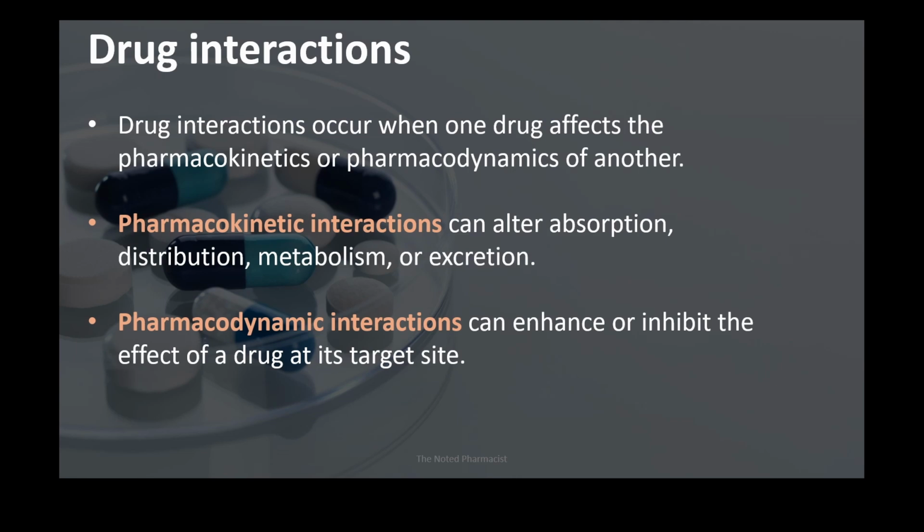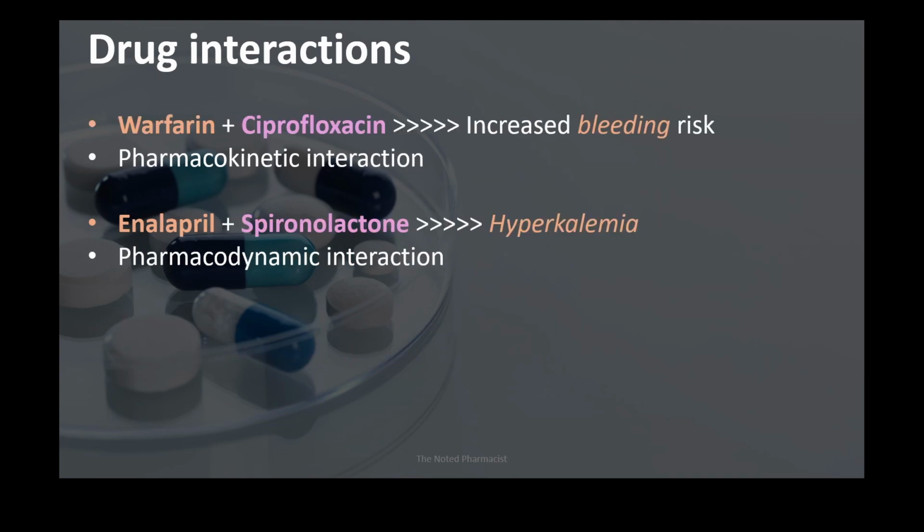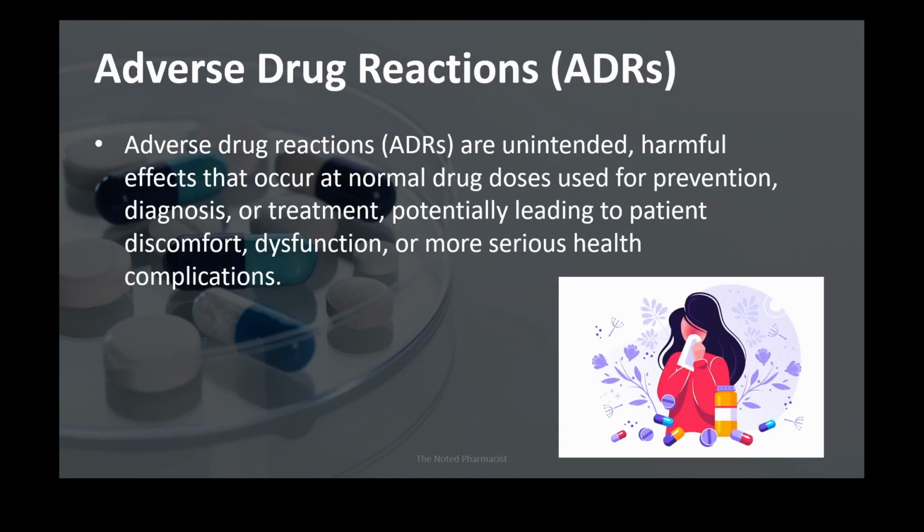For example, combining warfarin with ciprofloxacin can increase bleeding risk, as ciprofloxacin inhibits warfarin's metabolism. Additionally, taking ACE inhibitors like enalapril with potassium-sparing diuretics such as spironolactone may lead to hyperkalemia, a serious condition if untreated. We want to look at the concept of adverse drug reactions.